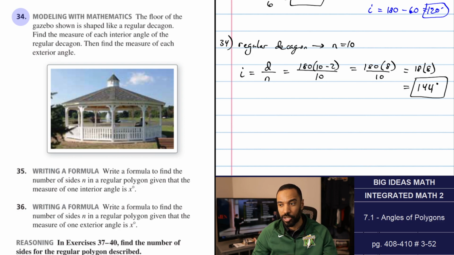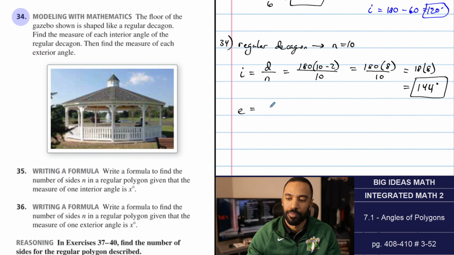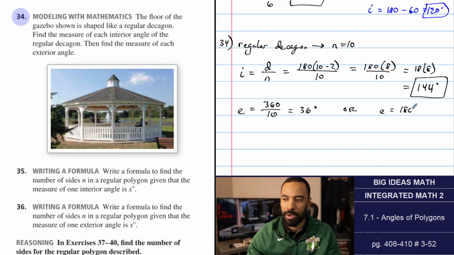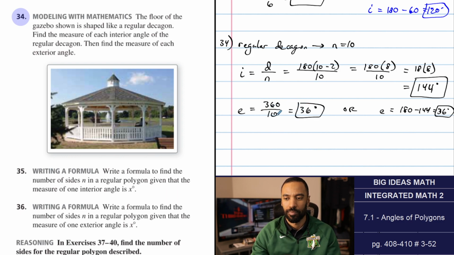Find the measure of each exterior angle. I've got one of two options. I can either do 360 divided by 10, which is 36 degrees, or 180 minus 144, which is 36 degrees. Arguably, because that was easy division, this was an easier way to go about it.